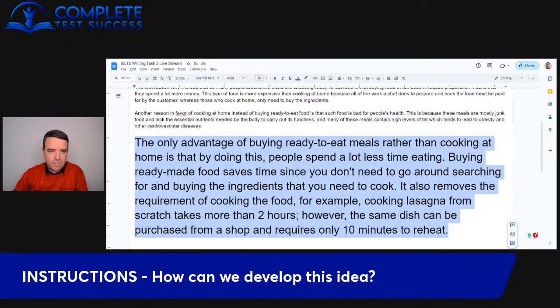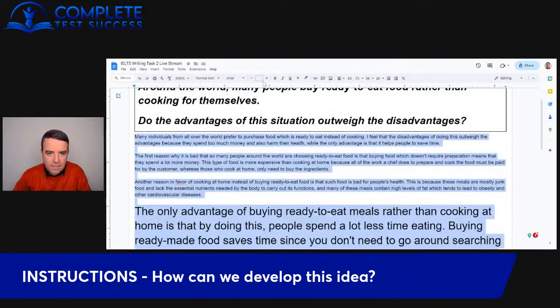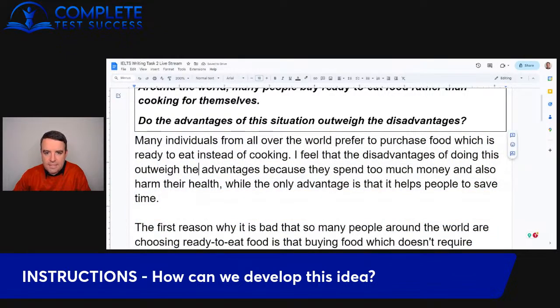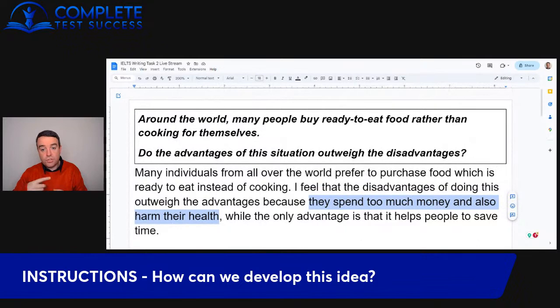Okay, and then to finish off, we need to write the conclusion. We're not going to have time to do this today, but essentially the conclusion will just repeat what we said in the introduction. So the conclusion will say something along the lines of, in conclusion, I believe the disadvantages of people purchasing ready-made food instead of cooking themselves outweigh the advantages. And then I'll repeat, although there is the advantage of saving time, the disadvantages include spending too much money and harming their health. So that would be the conclusion, just to basically repeat the opinion, repeat the main ideas. And that would be it.